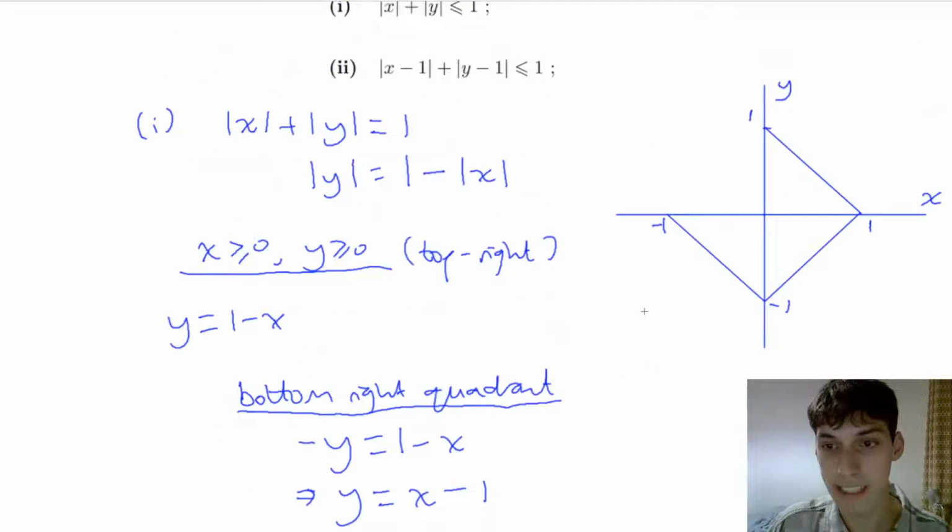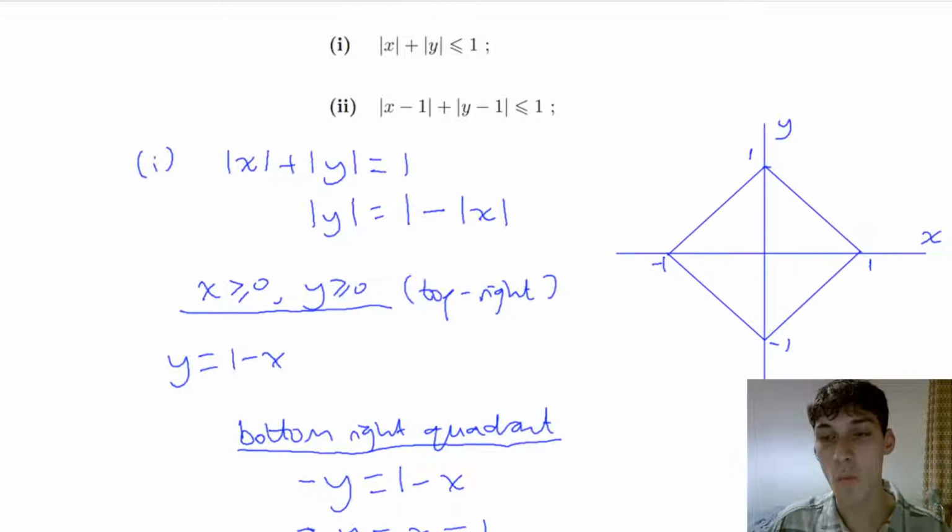So that gives a y-intercept of 1, gradient is 1. So that's something like this. So we have a kind of cube on its side, like a diamond. Now we're not done, remember, we need to consider where we want to shade. So are we shading inside, are we shading outside of this diamond?